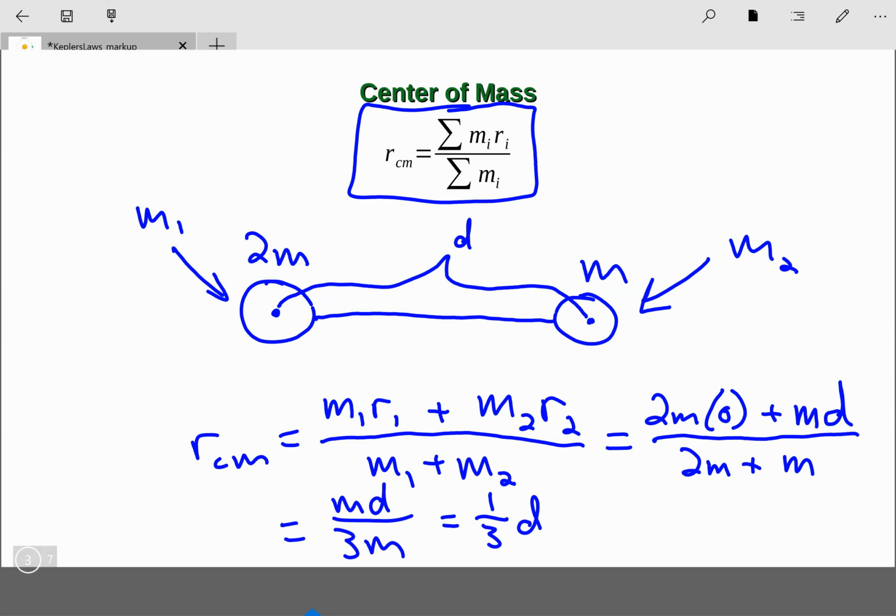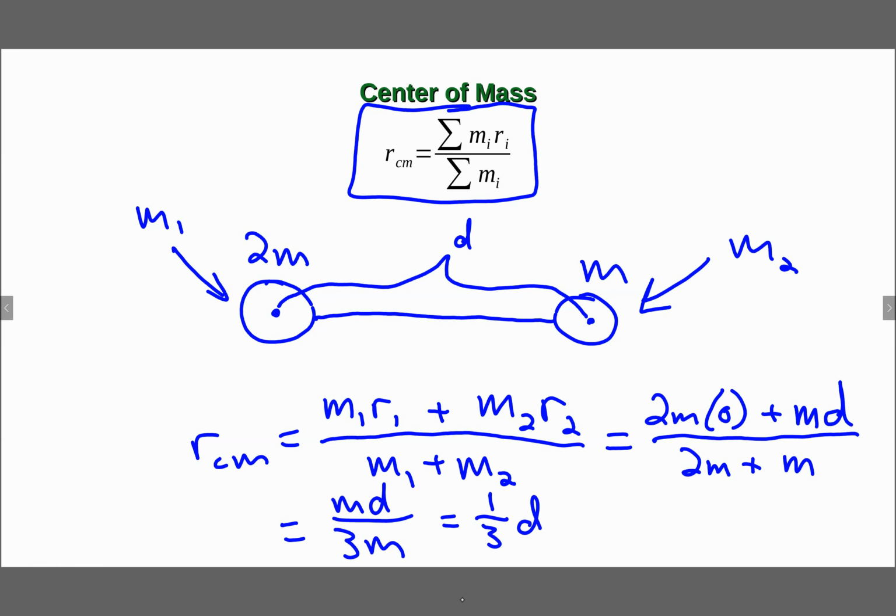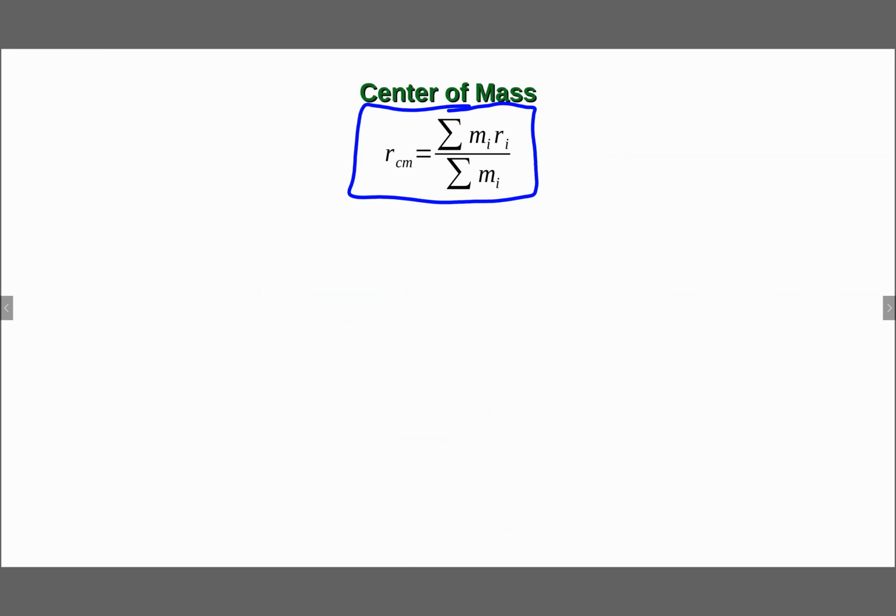So when I look at this system, I find that my center of mass is 1/3 the distance d, which is, I don't know, around here somewhere. This is the location of my center of mass. And this makes sense if we think about it, because if I have more mass over here, and I'm taking an average of the distances that's weighted by the mass, then this, because it has more mass, affects the average more than this mass. And so it moves the center of mass toward the bigger mass here. So that's the idea of center of mass, and that's how we calculate the center of mass.